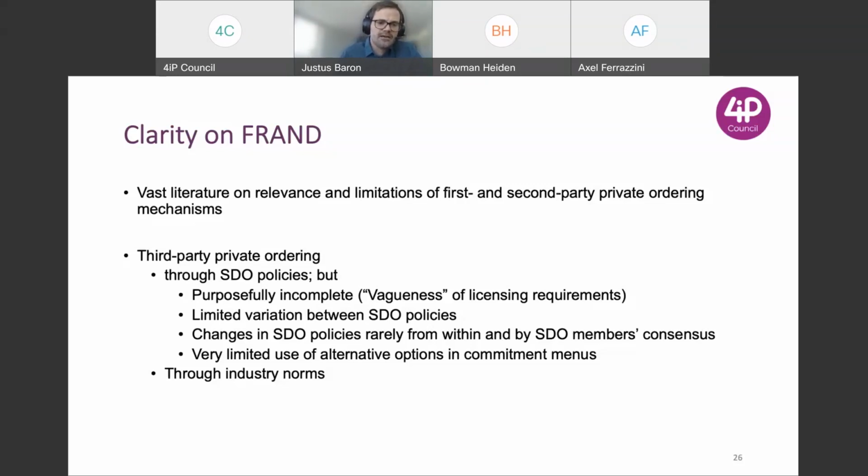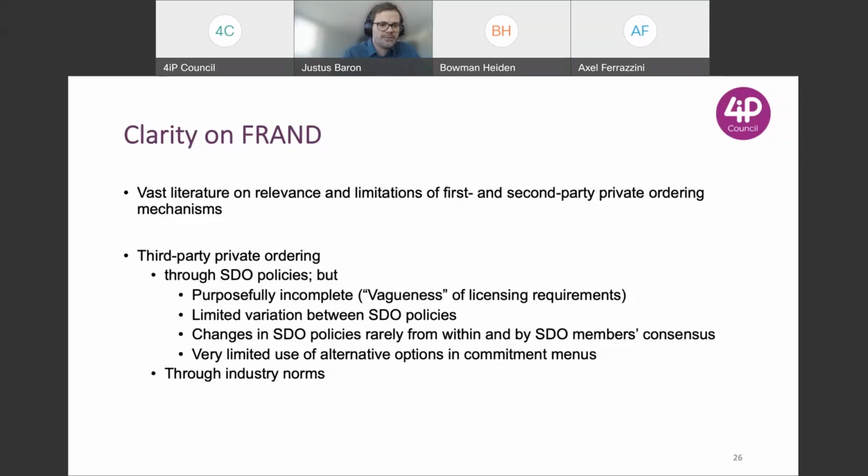And there's very limited use of alternative options in commitment menus. So some SDOs offer menus of commitments, including FRAND or royalty-free or non-assertion. In some SDOs, there are options to request reciprocal licensing, but we see that there's much less meaningful variation between companies in their behavior of actually using these options, in the sense that the vast majority of declarants actually just use a FRAND commitment.